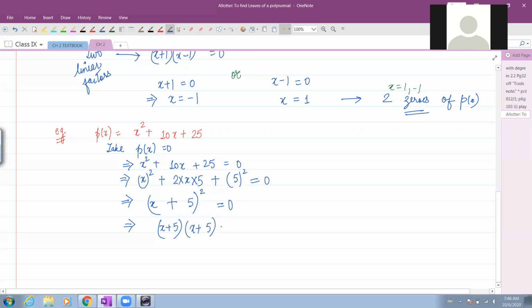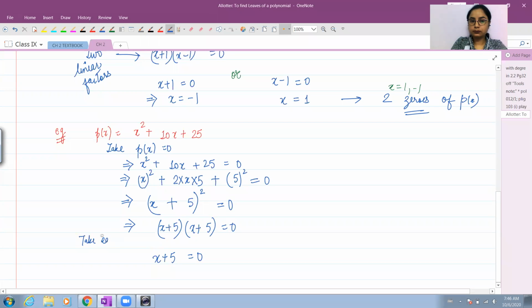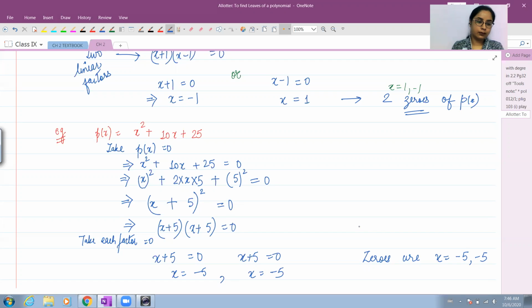So we want to see two linear factors here. So x plus 5 whole square means x plus 5 into x plus 5. And then from here, we will take each linear factor equal to 0. And you can see you are getting the same value from both. Although the value is repeated, we can say there is just one value which makes this polynomial equal to 0. There is only one 0 of this polynomial, but it is repeated. And this repetition actually implies that there are two factors which exist for this particular quadratic polynomial.